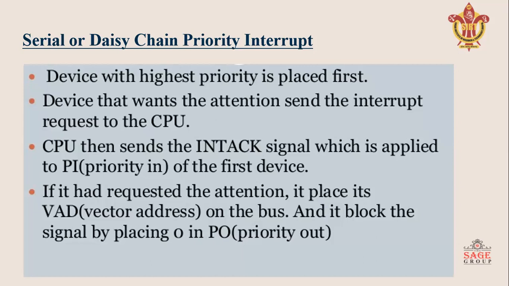As I have told you, the input-output device that wants attention, having data to send to the CPU, sends the interrupt request to the CPU. The CPU then sends the interrupt acknowledgement signal, which is applied to priority in, PI, of the first device. If it had requested attention, it places its vector address, VAD, on the bus, and it blocks the signal by placing 0 in priority out, which is denoted by capital PO.